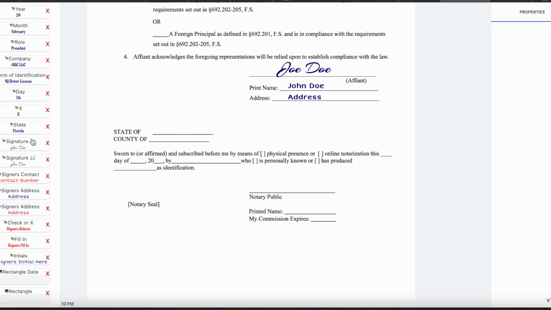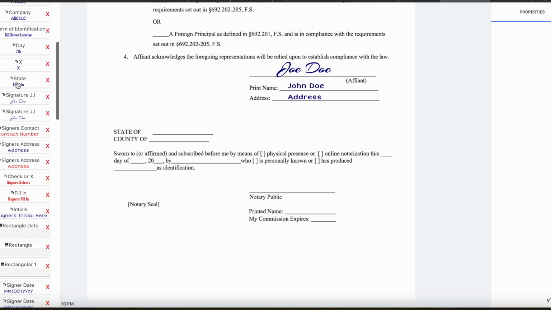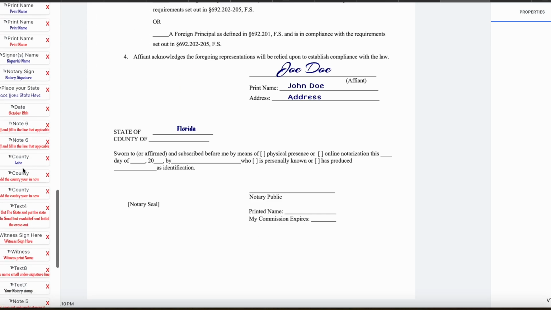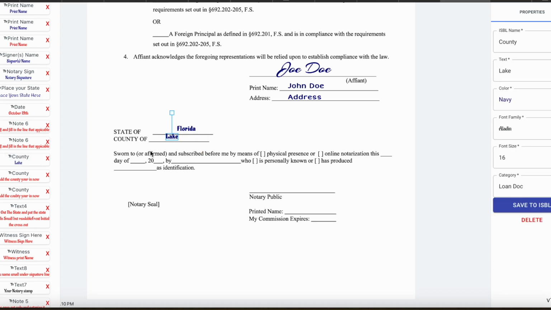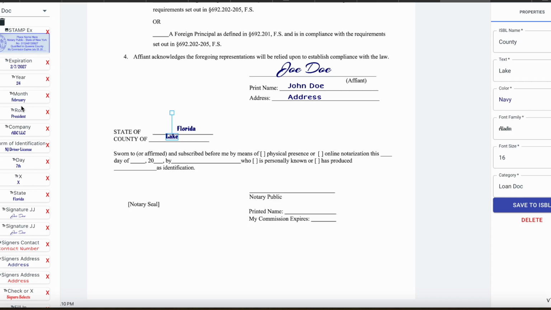So you're going to go ahead and put your state. In this case, we're going to use Florida. And then you have to put your county. Okay. Then it says sworn or affirmed and subscribed before me by means of, the means of meaning how did they swear and affirm this to you?